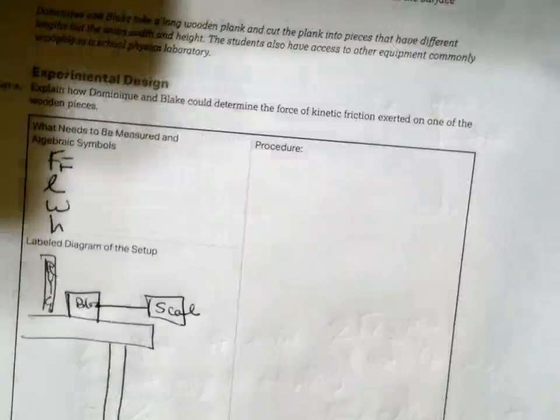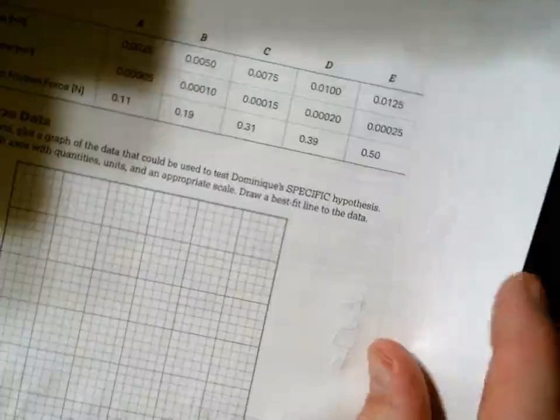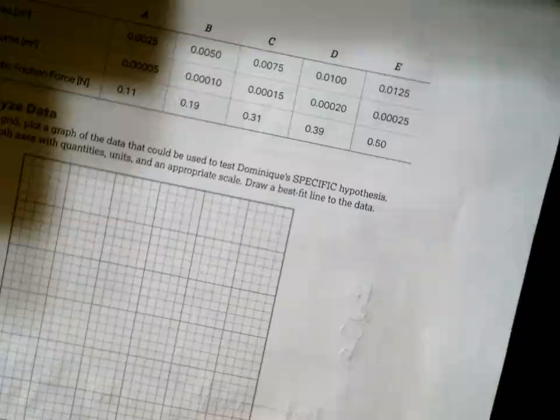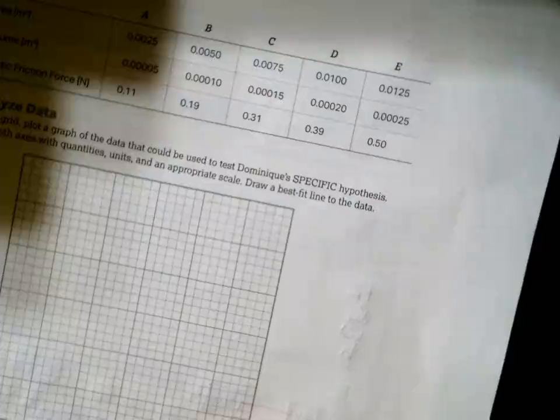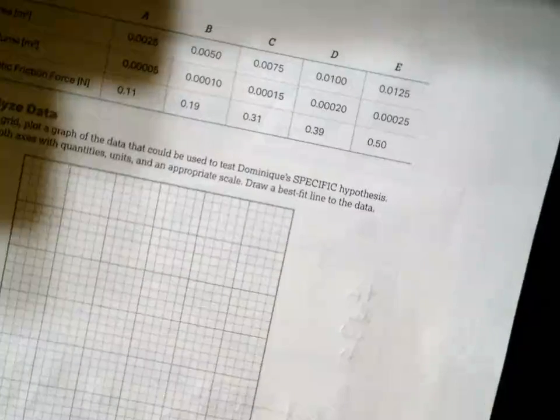And here's some data. They want us to graph it. On the grid, plot a graph of the data that could be used to test Dominique's specific hypothesis, which was... I didn't even read it. The force of kinetic friction on an object is directly proportional to the area of the object. Okay, all right. So we could graph force and area.